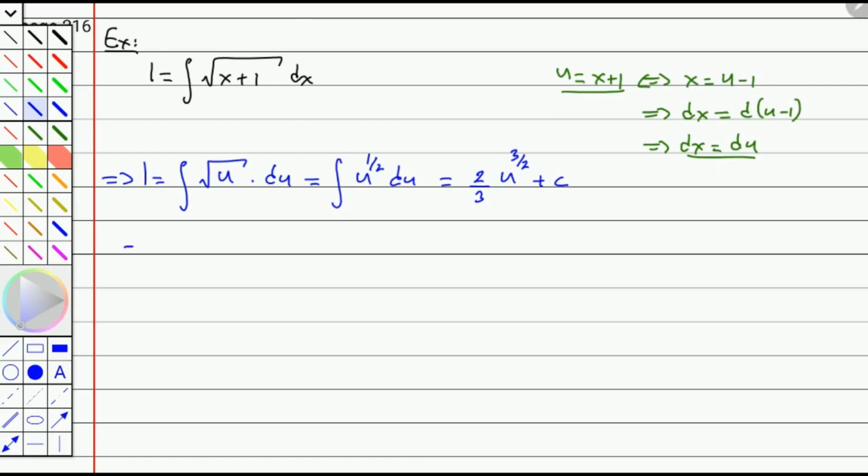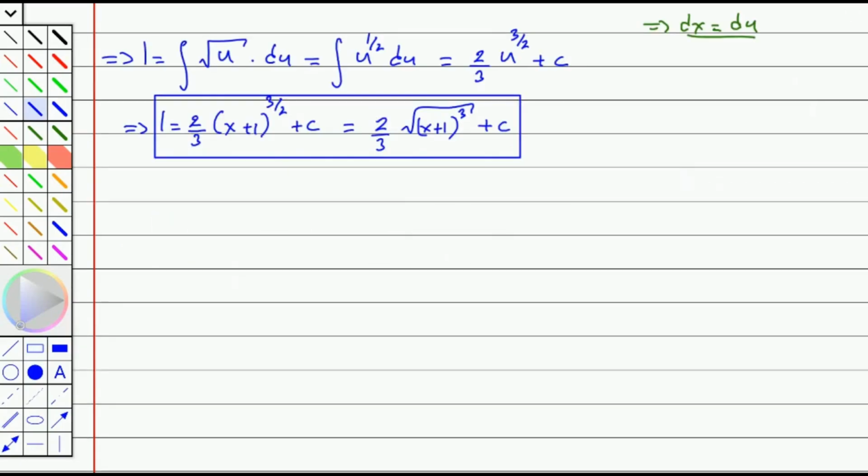And so the final integral, I, is equal to 2 over 3 times (x plus 1) to the 3/2 plus c, or we can turn it into a root once again, equals 2 over 3 the square root of (x plus 1) quantity cubed plus c.